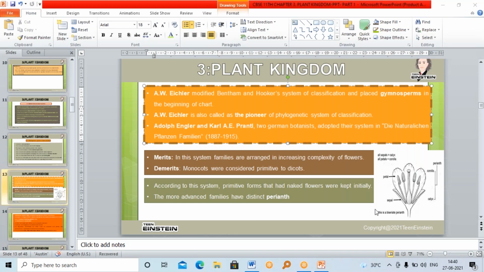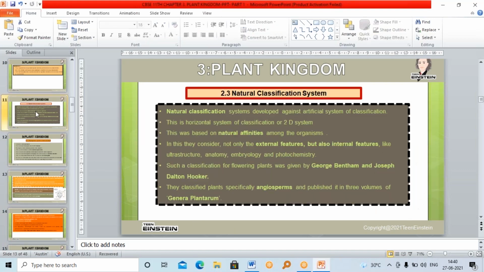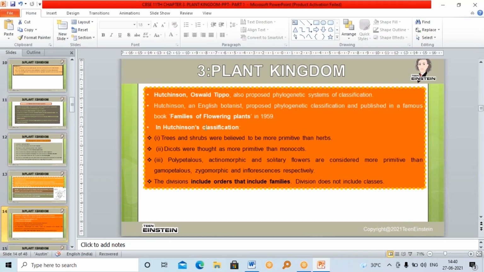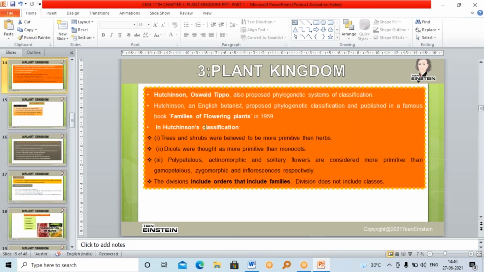So more advanced families have a distinct perianth, flowers with calyx, corolla and other extra structures. They consider plants with that kind of flowers as more advanced families, and they place them in the higher category. Next is the natural classification system.